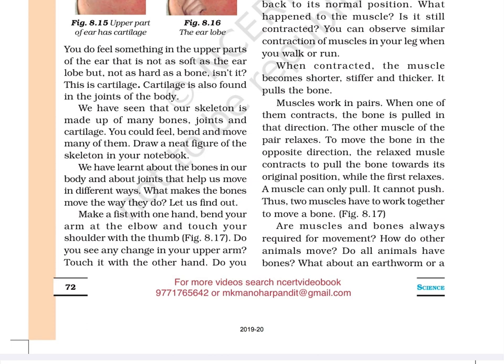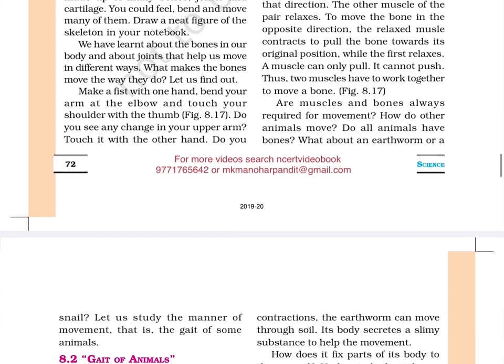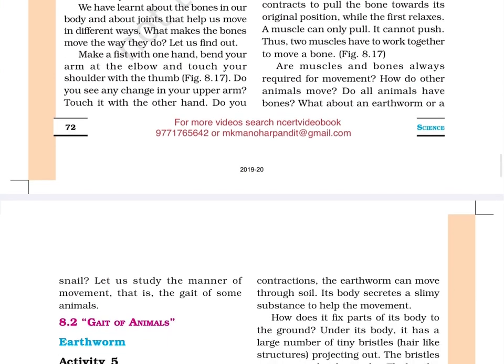Muscles work in pairs. When one of them contracts, the bone is pulled in that direction. The other muscle of the pair relaxes. To move the bone in the opposite direction, the relaxed muscle contracts to pull the bone towards its original position, while the first relaxes. A muscle can only pull, it cannot push. Thus, two muscles have to work together to move a bone. Figure 8.17.